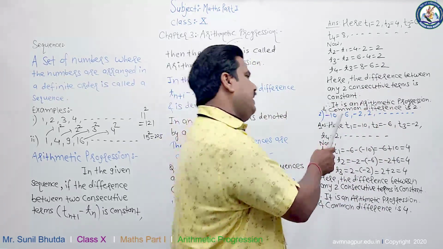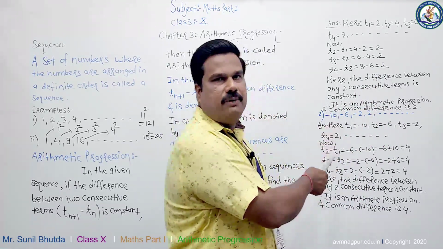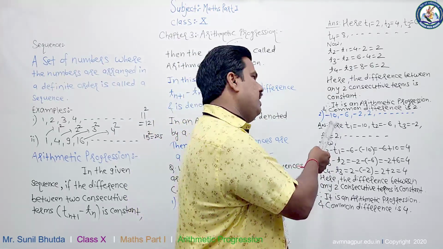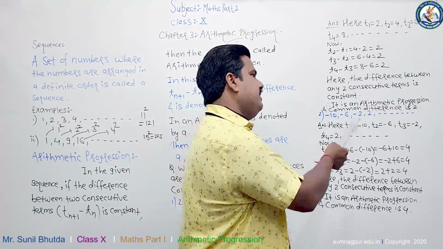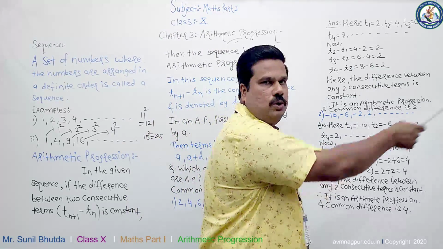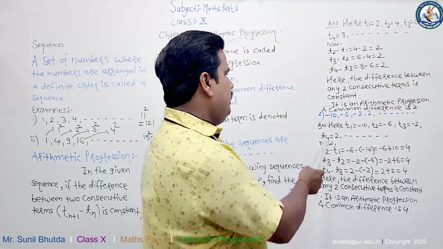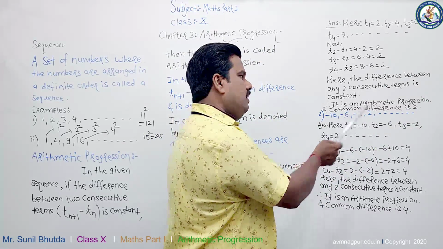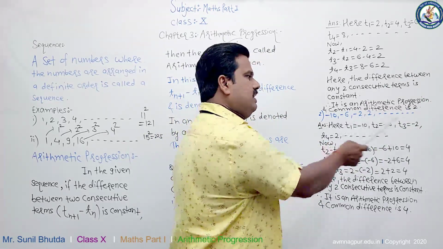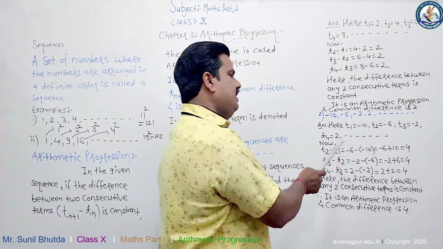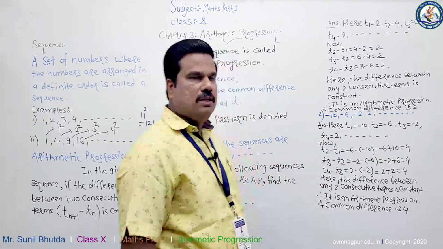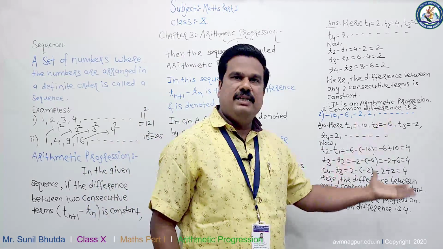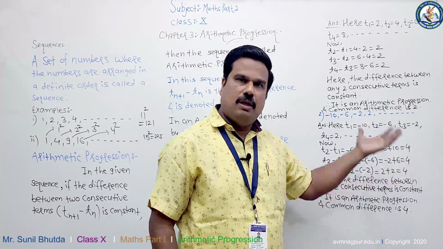I have taken another example to show whether the given sequence is an arithmetic progression or not. The example is minus 10, minus 6, minus 2, 2, dot, dot. Here, T1, the first term, is minus 10. T2 is minus 6. The third term is minus 2. The fourth term is 2, and so on. We have to show whether the given sequence is an arithmetic progression or not.